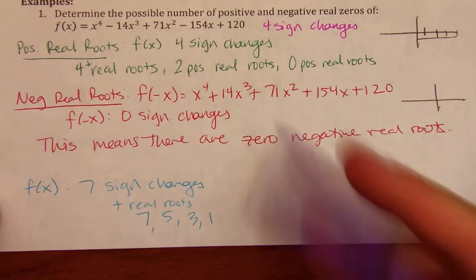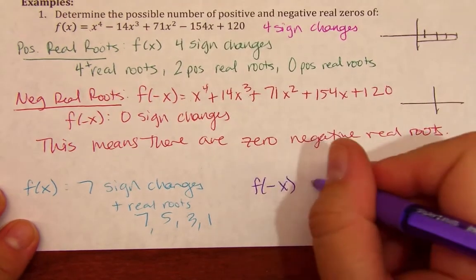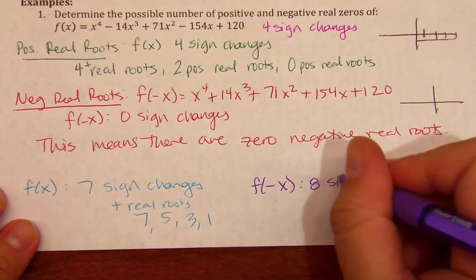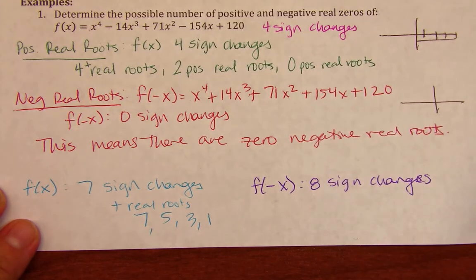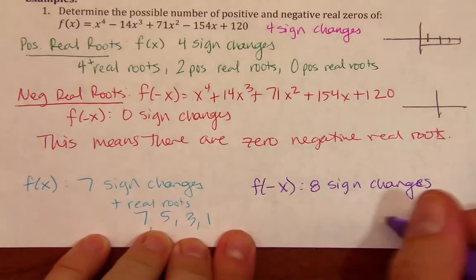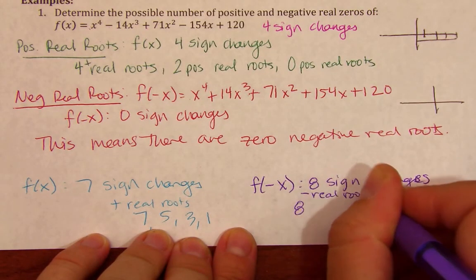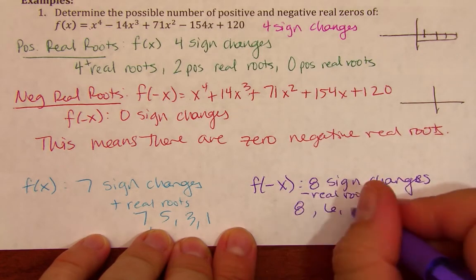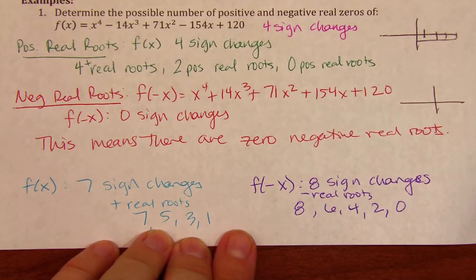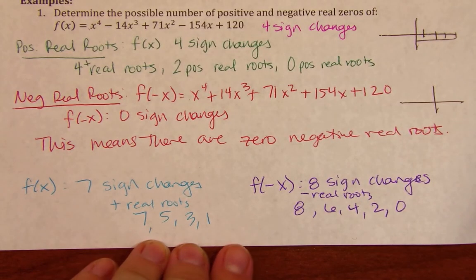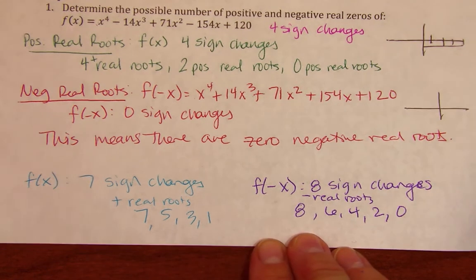So again, just one more example. If I have some f of x, let's say f of negative x gave me 8 sign changes. Then that means that I have 8 negative real roots, or I could have 6 negative real roots, or I could have 4 negative real roots, or 2 negative real roots, or 0 negative real roots. So that's the information that we're trying to get from Descartes' rule of signs. And that is the end of section 5.